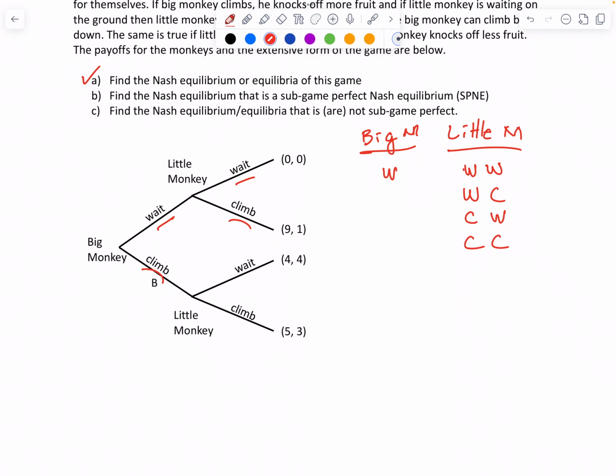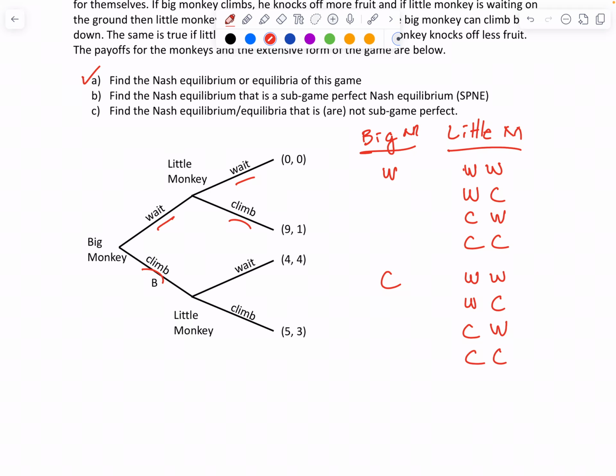Down here, big monkey, if he climbs, little monkey again still has the same options. Wait and wait, don't climb, basically. Wait and climb down below, climb above and wait down below, or climb whether you're in the top little game tree or the bottom little game tree. All right, so now let's go through here and figure out which ones are potential Nash equilibria, or the better way to think about it is, let's cross off the ones that are not Nash equilibria.